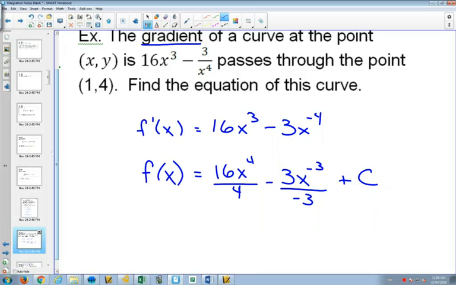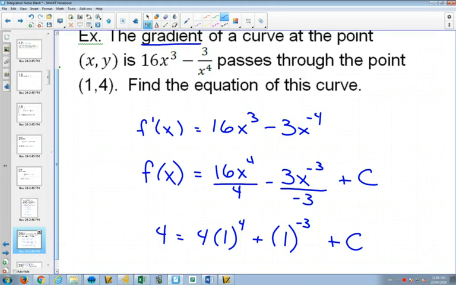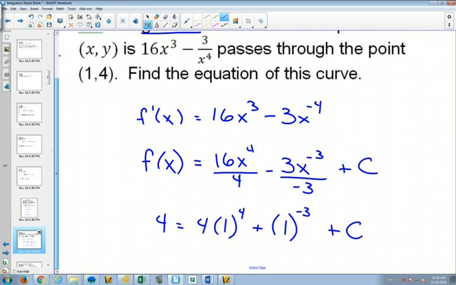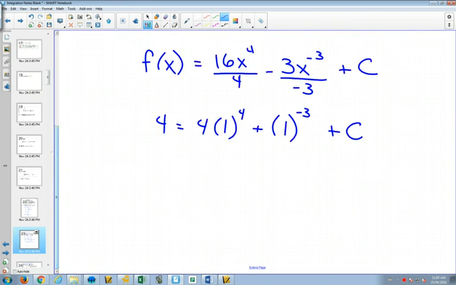So now that we know it passes through the point (1, 4), we can plug in 4 for y. I'll simplify. 16 over 4 is 4. And negative 3 divided by negative 3 is positive 1. So now you can plug in 1 for x, 4 for y, and solve for c.